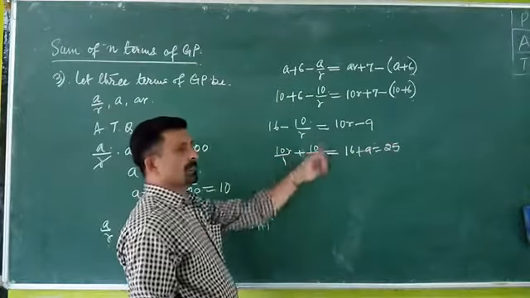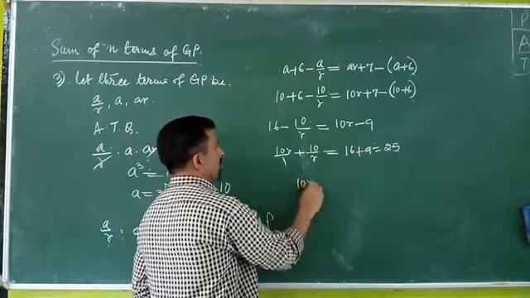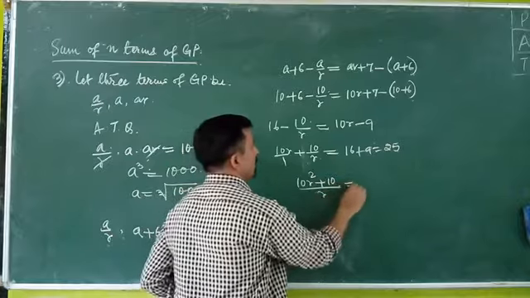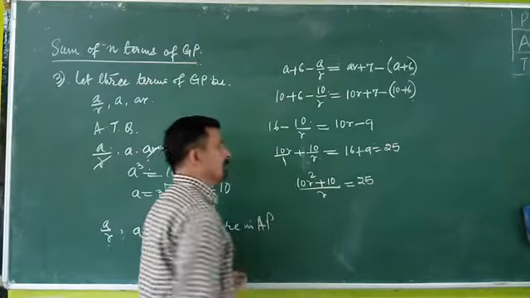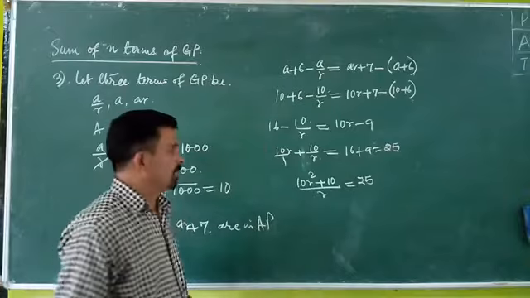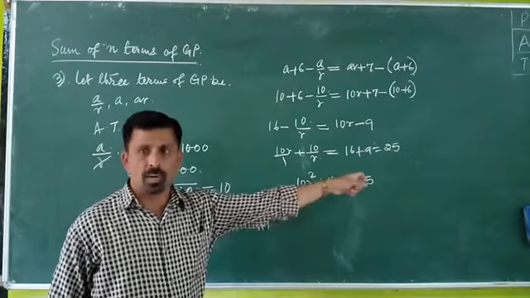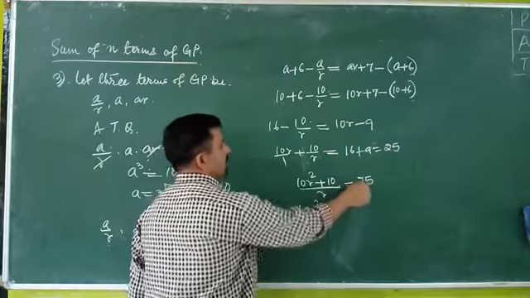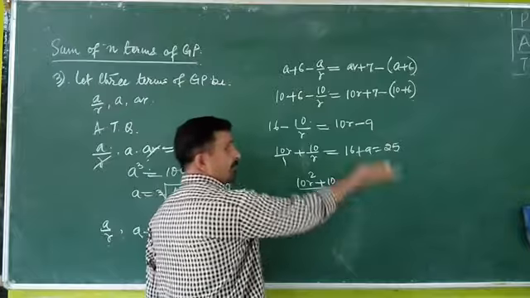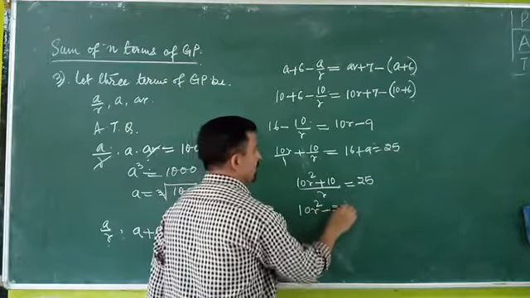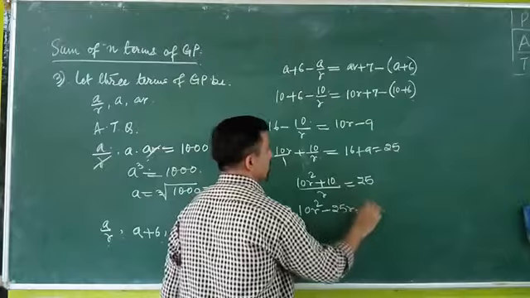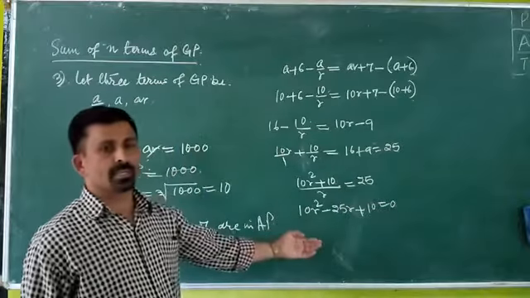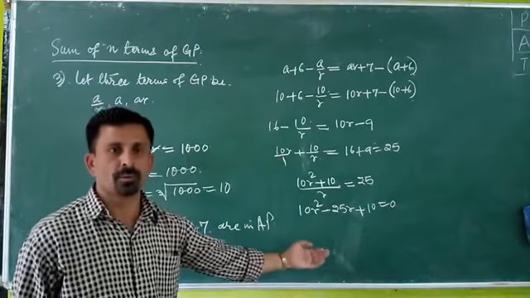After this, we will simplify the left hand side. So this becomes 10r square plus 10 over r is equal to 25. Am I clear to you? Yes, sir. Now we will do cross multiplication. The r will go to the other side, and then we will write this as 10r square. This becomes 25r. That 25r will come to the left side and become minus 25r, and this is plus 10 is equal to 0. What kind of equation is this? What will you do now?